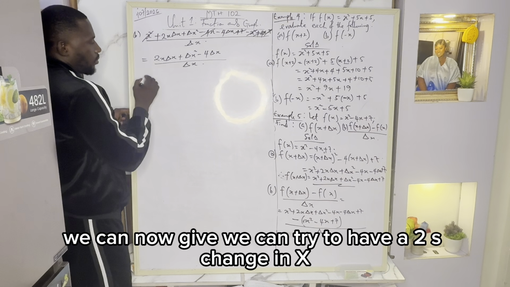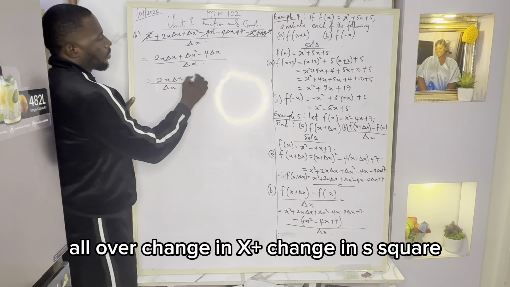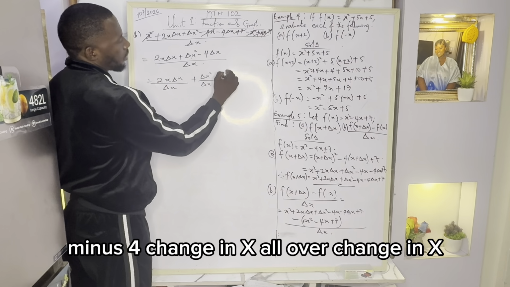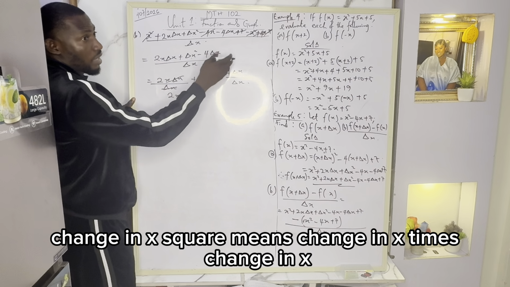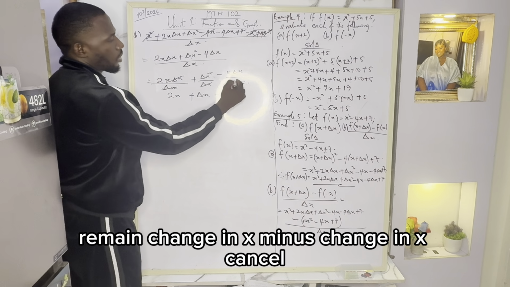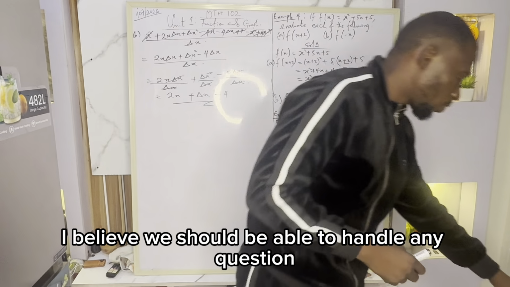We can have 2x change in x all over change in x, plus change in x squared all over change in x, plus minus 4 change in x all over change in x. So change in x cancels change in x, and we have 2x. Then change in x squared means change in x times change in x, so one change in x cancels, and we remain with change in x. Minus 4 change in x over change in x leaves minus 4. So this is our value here. I believe we should be able to handle any question under it.